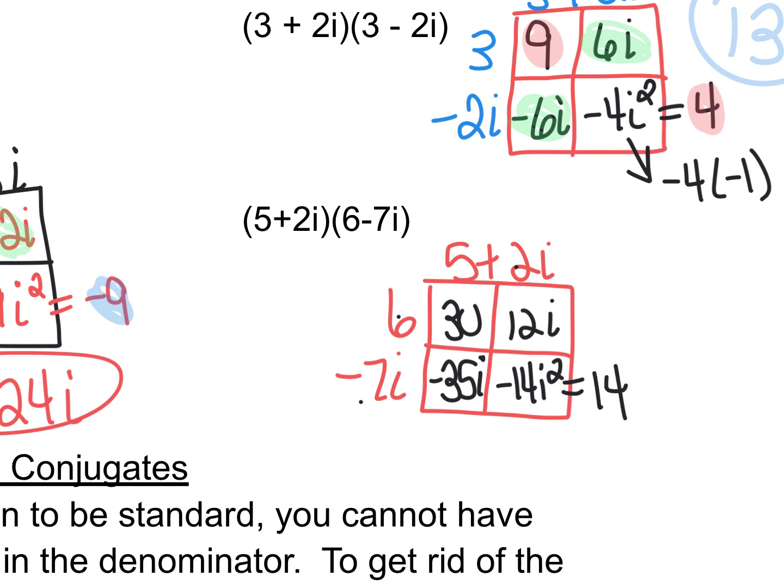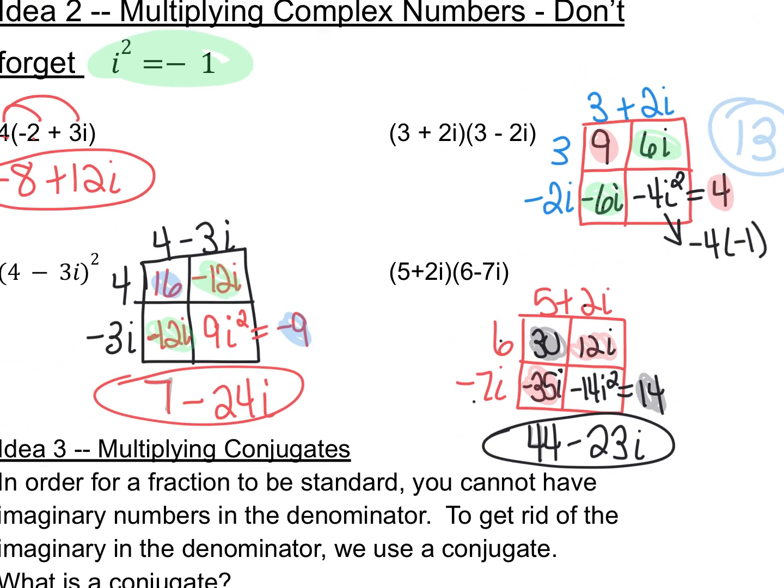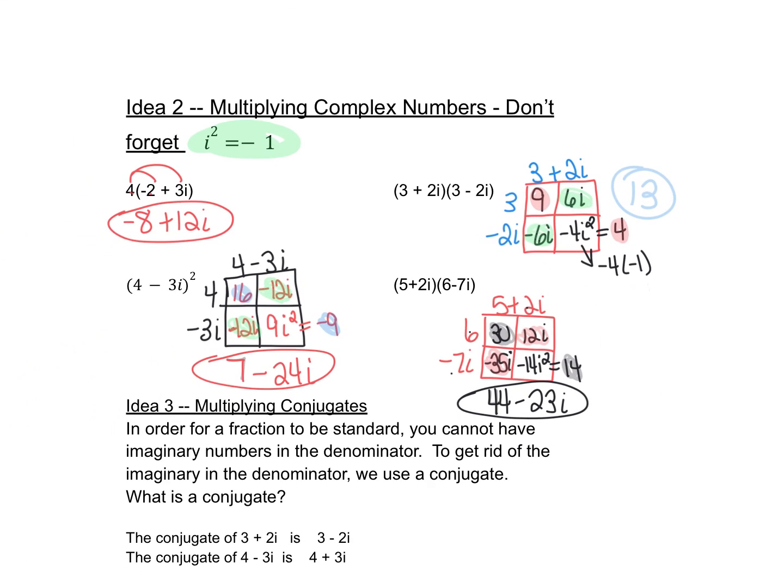So when we go to put them together, if we put our like terms together, we're going to have 30 and 14, and we're going to have negative 35i and 12i. Reals first, we're going to have 44, because 30 plus 14 is 44. Negative 35i plus 12i is negative 23i. And again, imaginary numbers and real numbers do not combine. They are not like terms, so we will just leave it in that form.